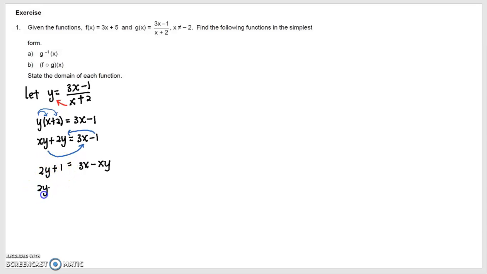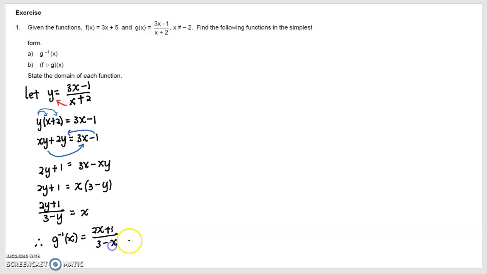So next I will factorize the x. So factorize x, what I have here is 3 minus y. So finally, I divide this bracket to the left hand side. I will have (2y plus 1) over (3 minus y) is equals to x. Therefore, my g inverse is equals to, we just change y back to x. So I will have (2x plus 1) over (3 minus x). So this is the answer for question 1a.